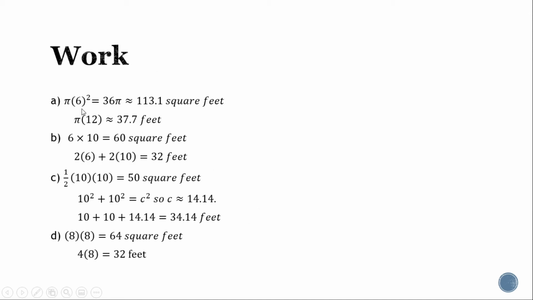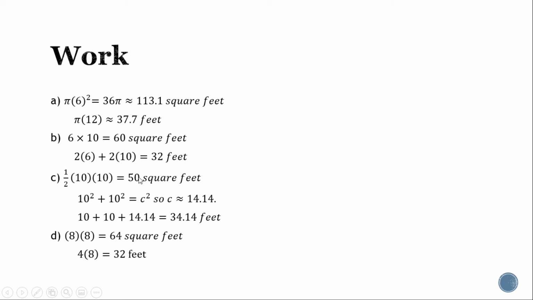Okay, doing the work. 6 squared times pi is 36 pi. It's 113 square feet. And we need to check if the perimeter actually works. What's pi times 12? Well, that's 37 feet. So actually, we can't do A. A is impossible. Now B, 60 square feet, we would get, and then 2 times 6 plus 2 times 10 is 32 feet. So we can actually build this.